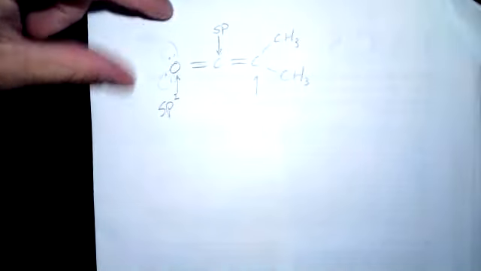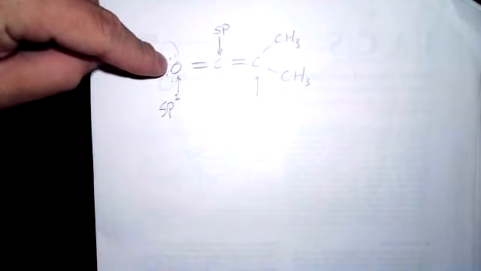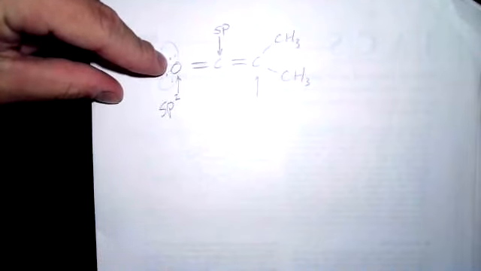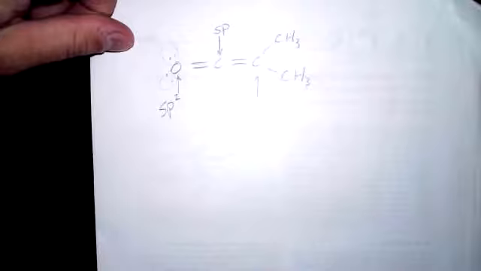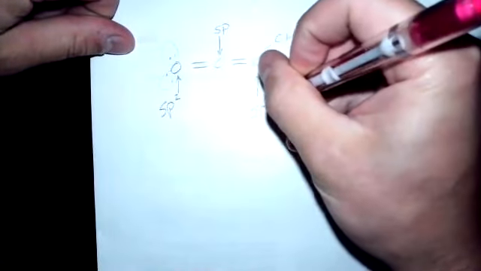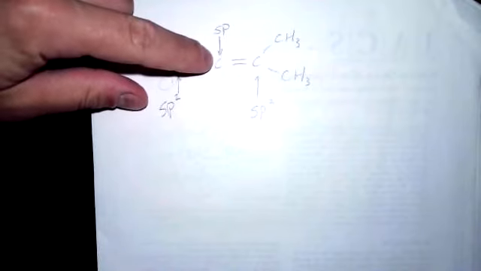Lastly, this carbon kind of looks like the oxygen over here. It is also sp2 hybridized. It's got 3 groups around it, and the remaining p orbital is used to make a double bond with the central carbon.